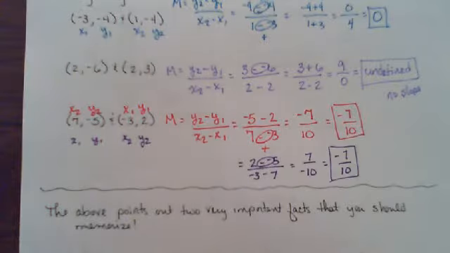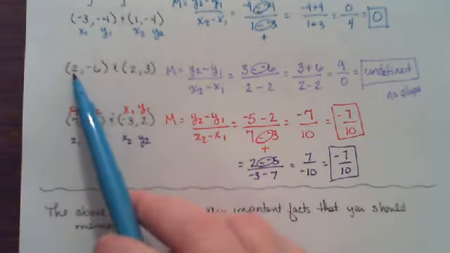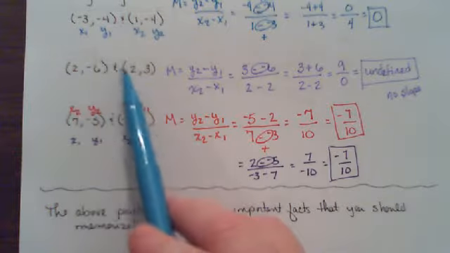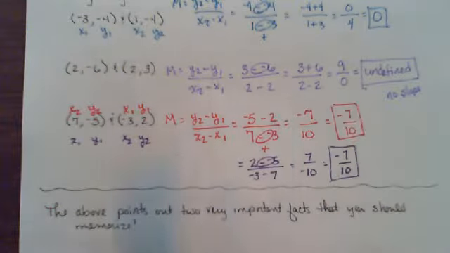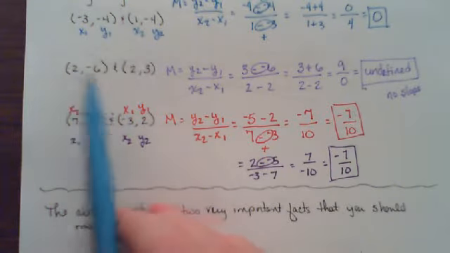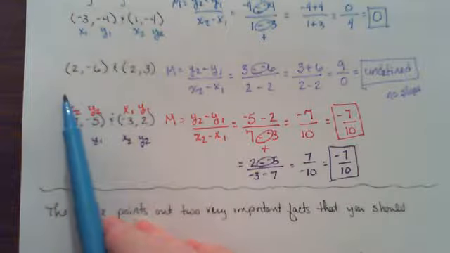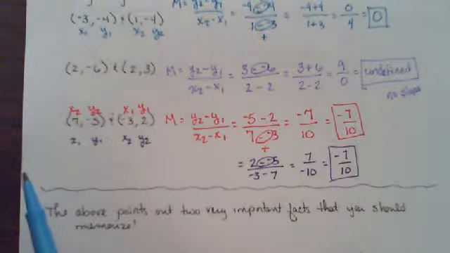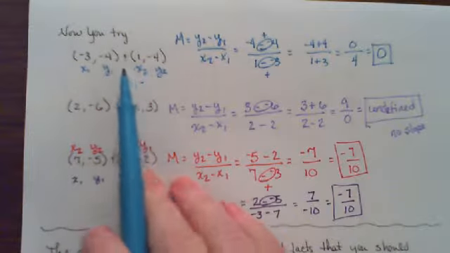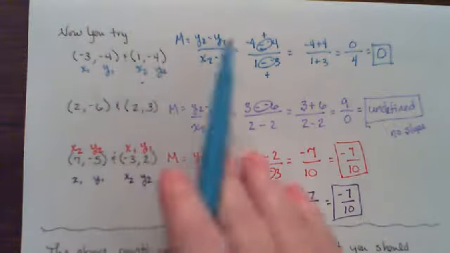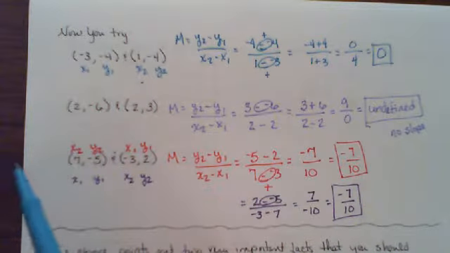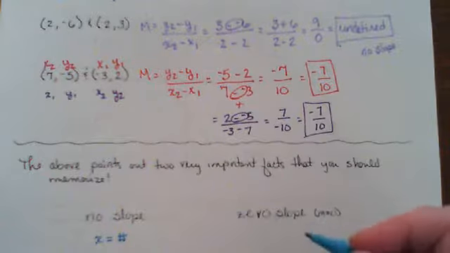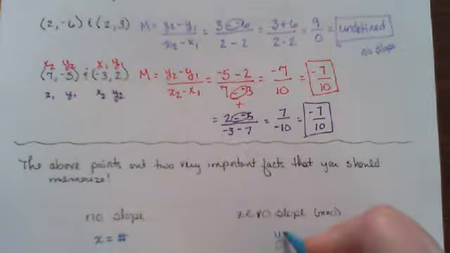And back up here, when you saw that it was undefined, if you look, our x's are the same number. Since our x's are the same number, that's what gave us the 0 on the bottom. Our equation for that line would be x is equal to 2, because our x's are the same number. Up here, if you look at this one, our y's are the same number. That's what gave us the 0 on top. So our equation for this one must be y equals some number. So over here for 0 slope, our equation looks like y equals a number.